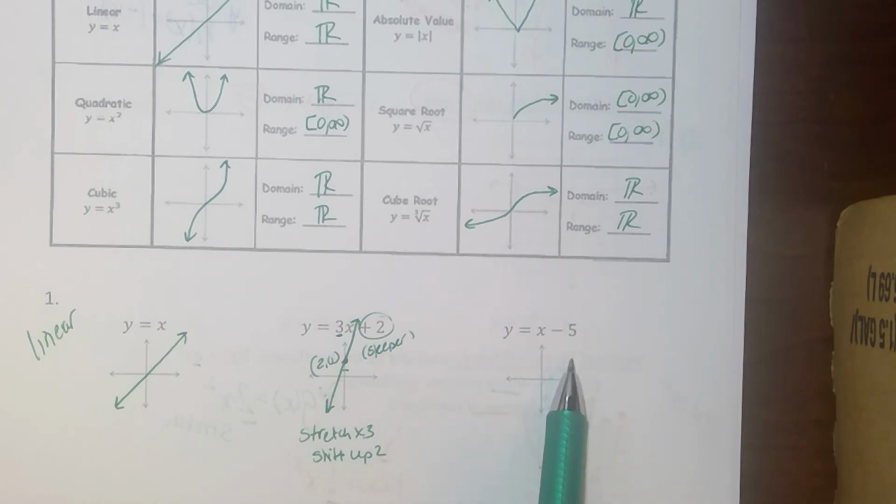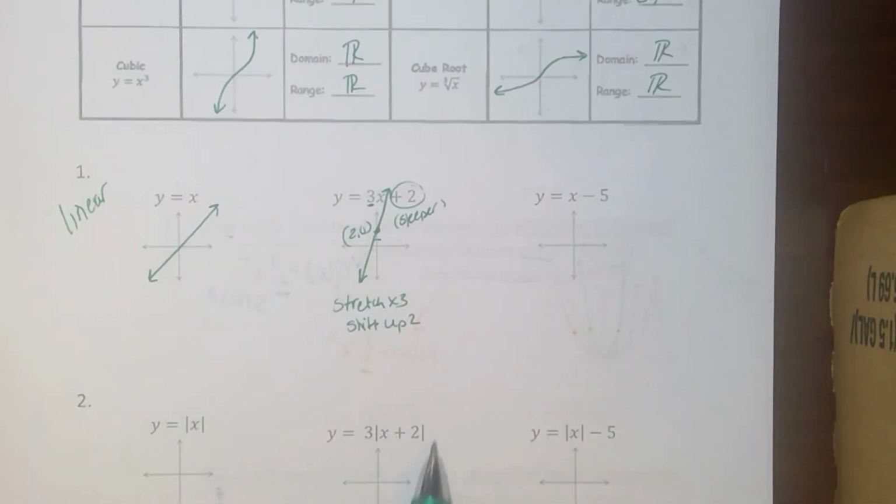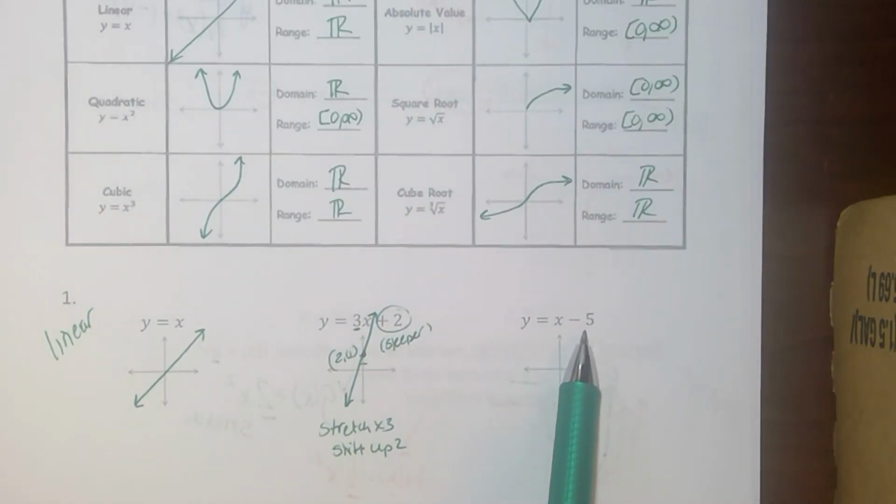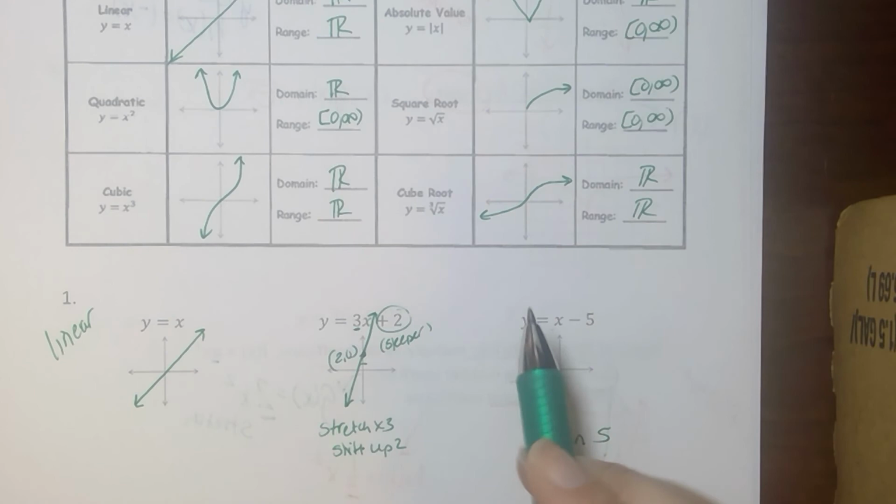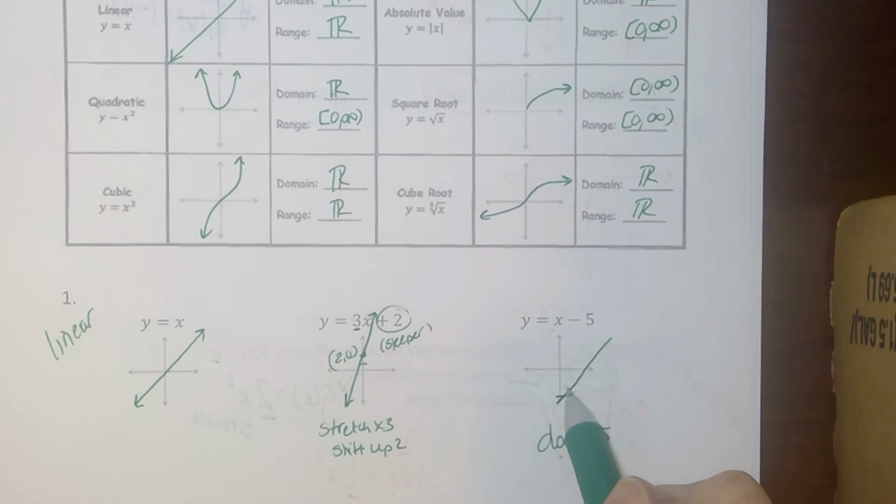This is not a horizontal shift at all because it's not attached to the x. This would be an example of a horizontal shift because it's attached to the x. This is an example of a vertical shift because it's not attached to the x. This is a shift down 5 units. It has a slope of 1, so it should be as steep as my original parent function, but now it's going to cross the y-intercept at negative 5, not at 0. So there's that transformation. It has a y-intercept at 0, negative 5.